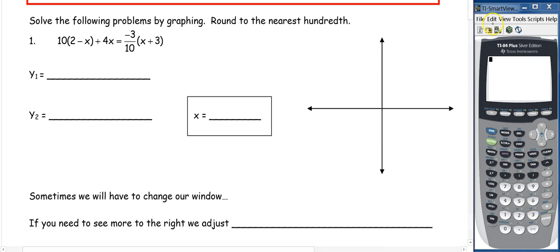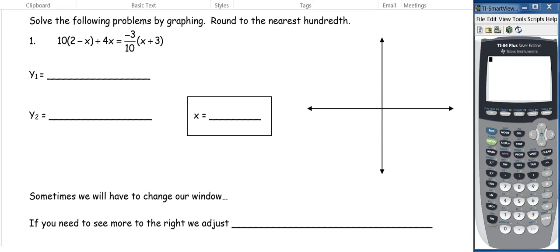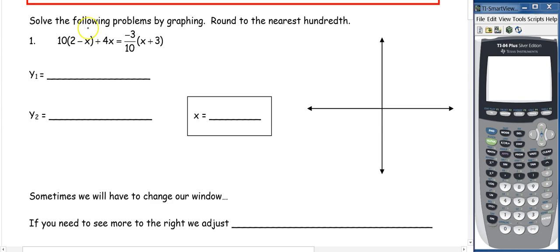So without solving or simplifying, all we're going to do is write down our y1 and y2 equation. So y1 is anything to the left of the equal sign. So 10 times parentheses 2 minus x plus 4x. y2 is negative 3/10 parenthesis x plus 3.